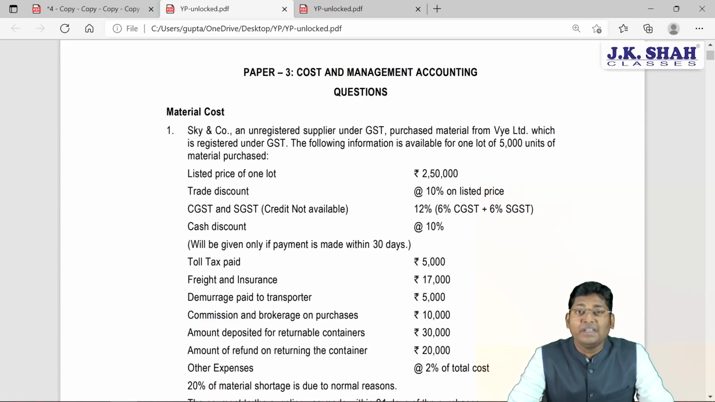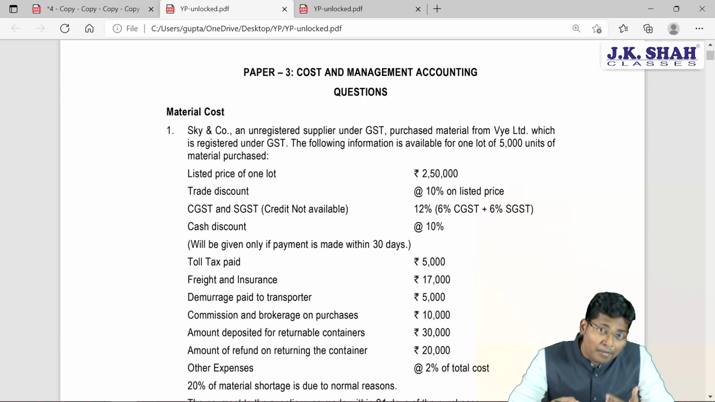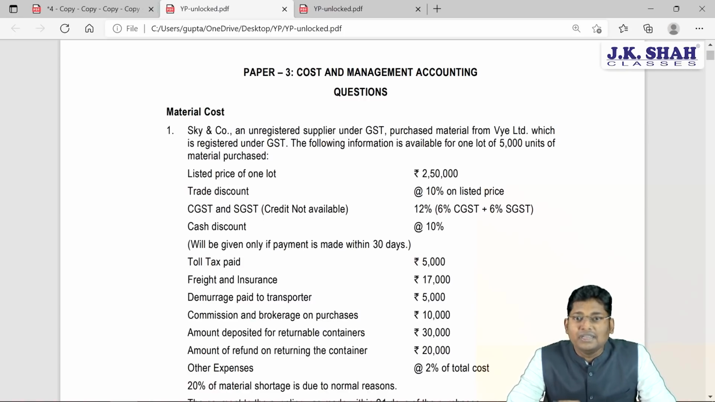This particular company is not registered under GST, purchase material from Y Limited, which is registered under GST. So our company is not registered under GST, but the company from where you are purchasing the material is already registered under GST. The following information is available for one lot of 5,000 units of material purchase. So given information is not related to a single unit. This information is clearly given for 5,000 units which you have purchased from Y Limited.